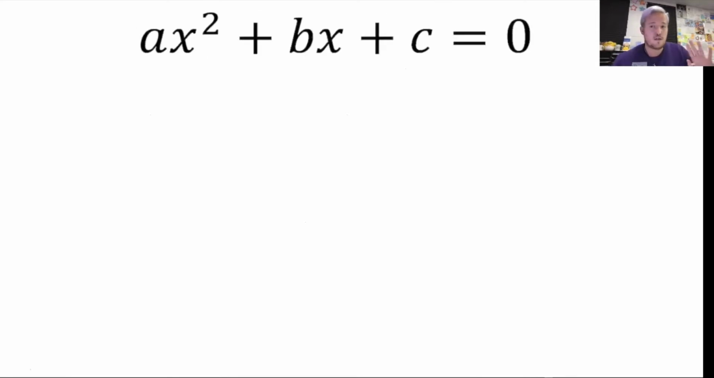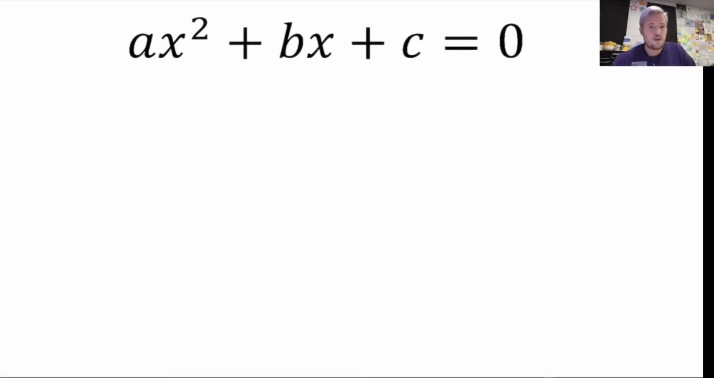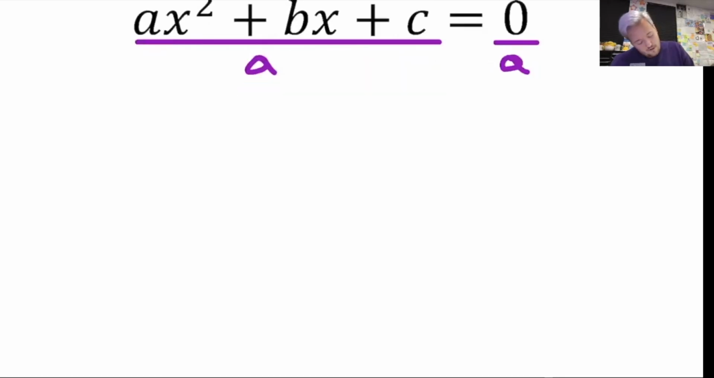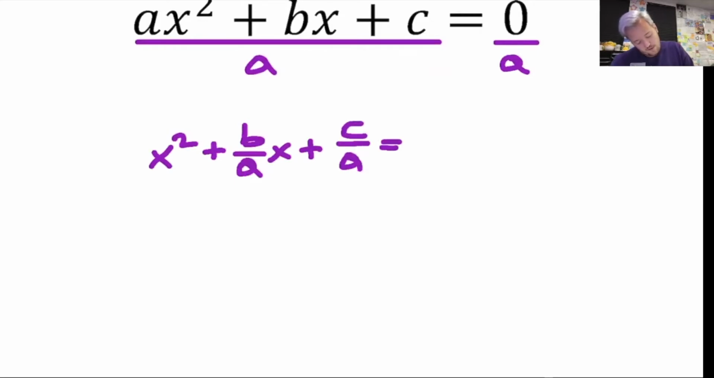Those of you in, say, honors or higher level, I would pay attention because this could be a question on a test. All right. So when I take standard form, the first thing I'm going to do is divide everything by a. So I'm going to have x squared plus b divided by a x plus c over a equals 0.